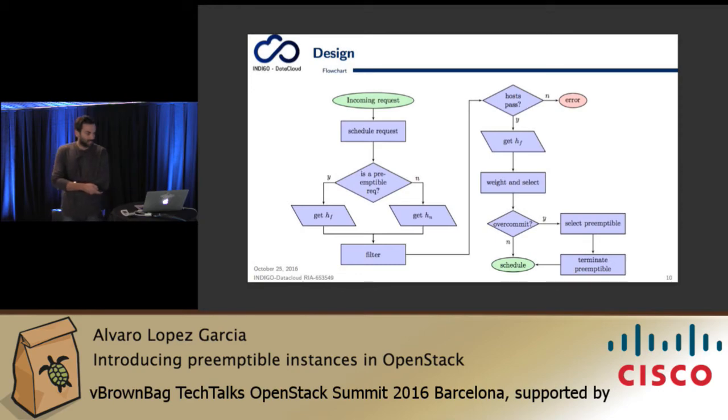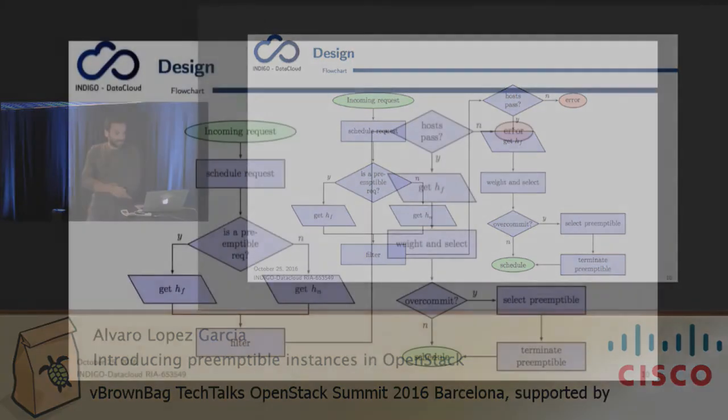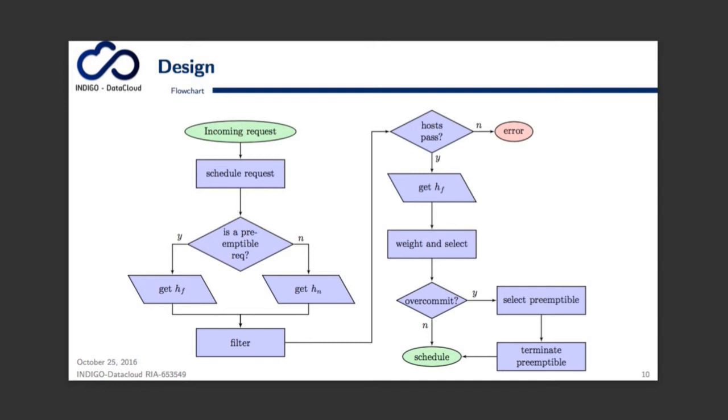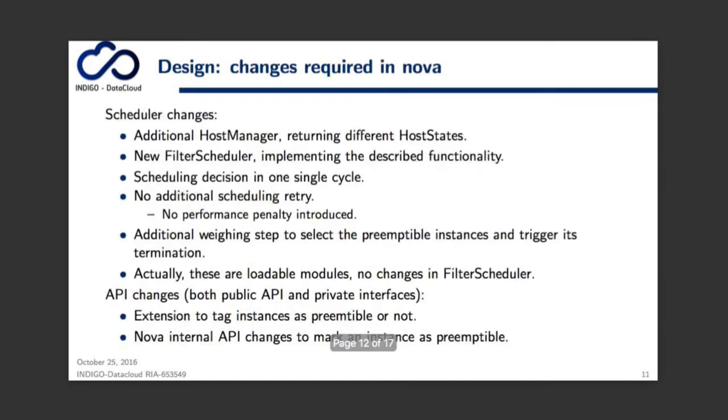So this is the flow chart. Whenever there is an incoming request and the scheduled request is starting, we check if it is a preemptible request or not, and then we get the corresponding host state. We perform the filtering, and if there are some hosts that pass that filtering, we get the full state for those hosts. We do the traditional weighting that occurs on Nova. And then if we detect that there is an overcommit of the resources, we select the preemptible instances that need to be terminated, we terminate them, and we finally make the schedule.